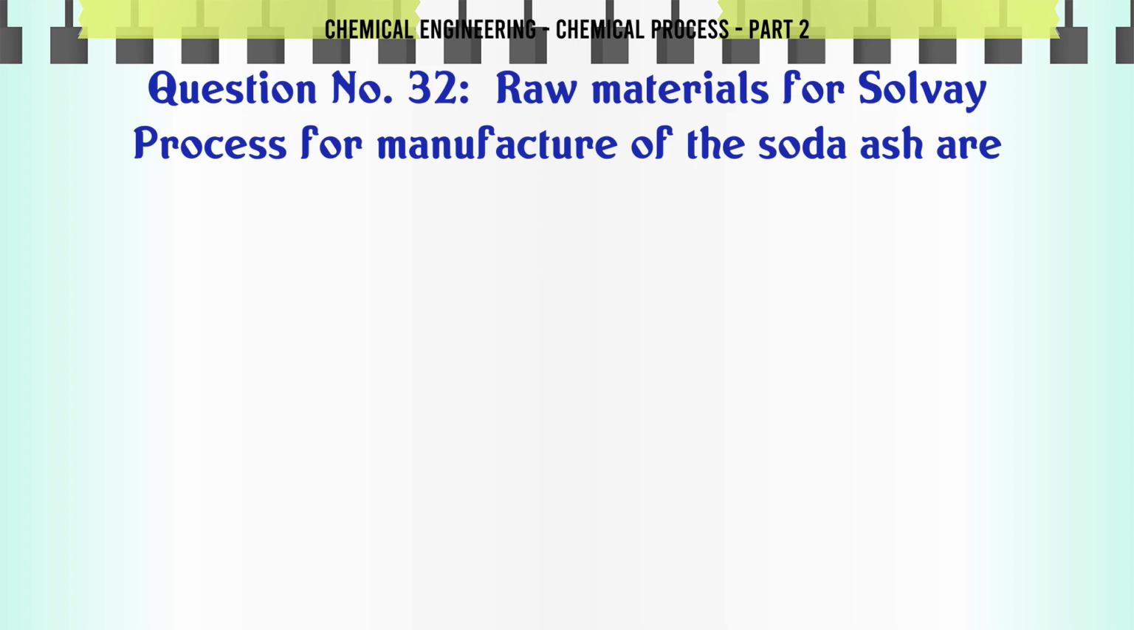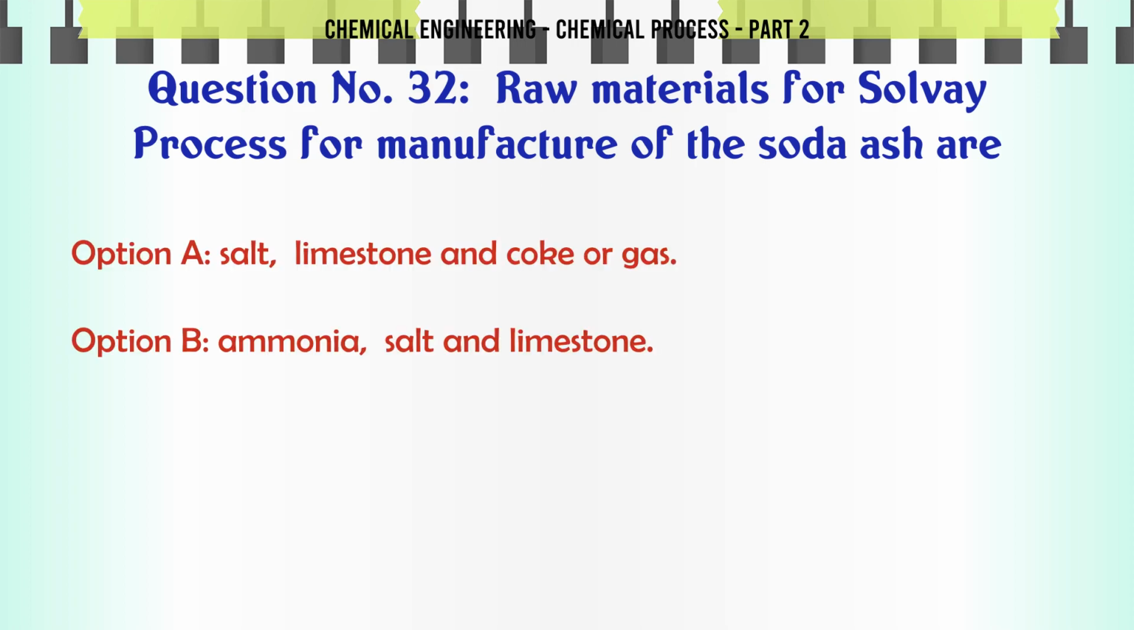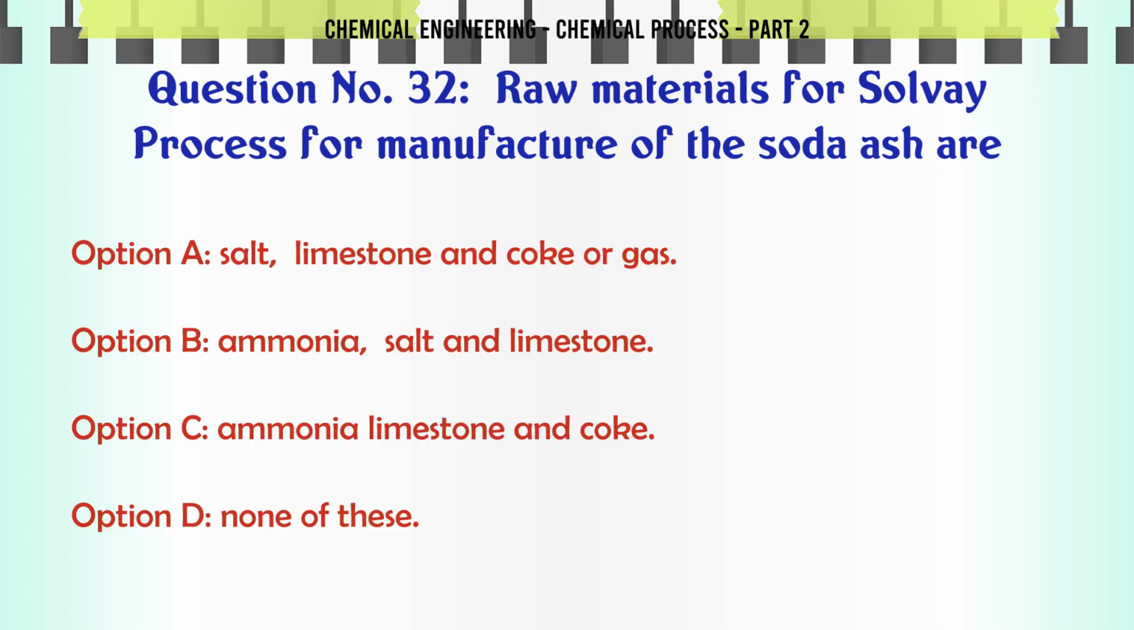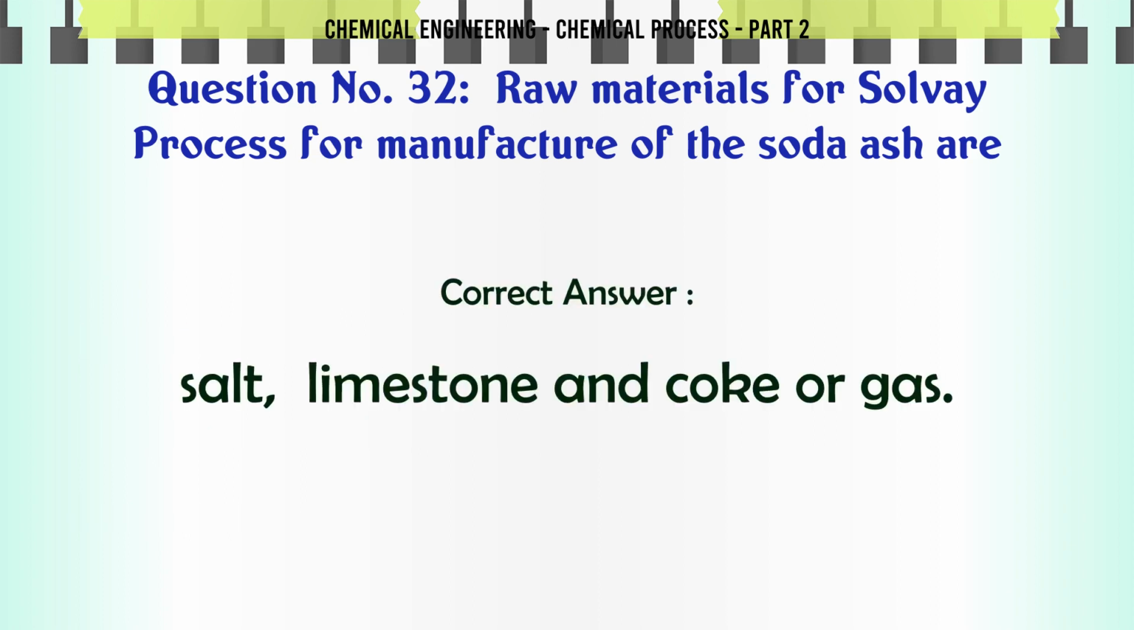Raw materials for the Solvay process for manufacture of soda ash are A. salt, limestone and coke or gas. B. Ammonia, salt and limestone. C. Ammonia, limestone and coke. D. None of these. The correct answer is salt, limestone and coke or gas.